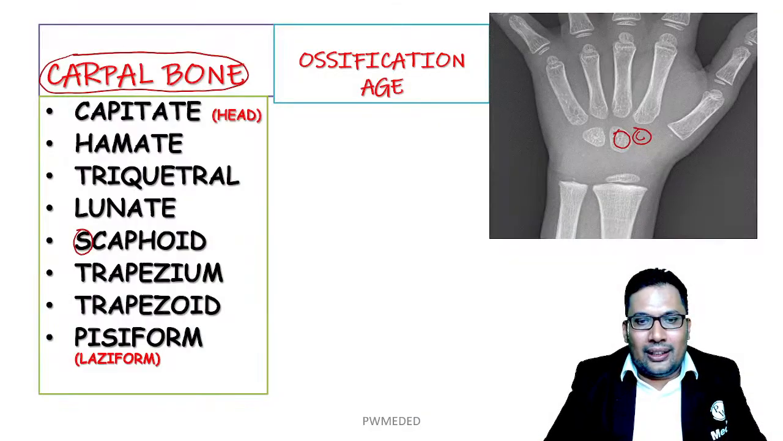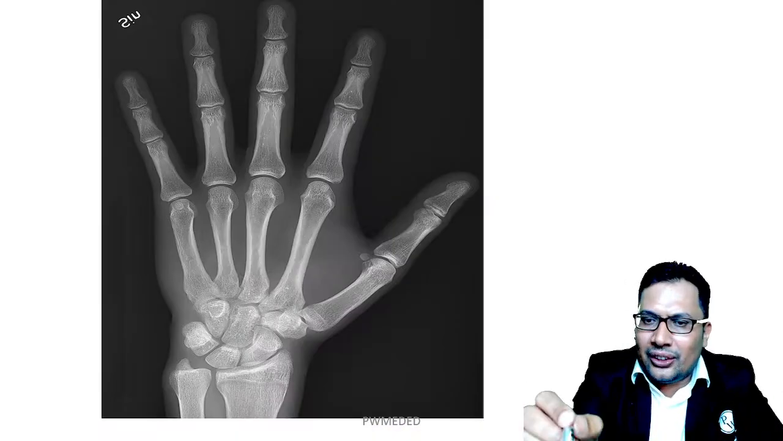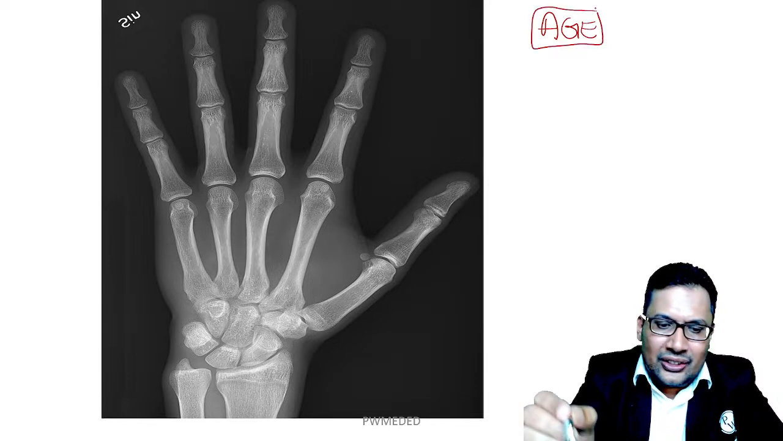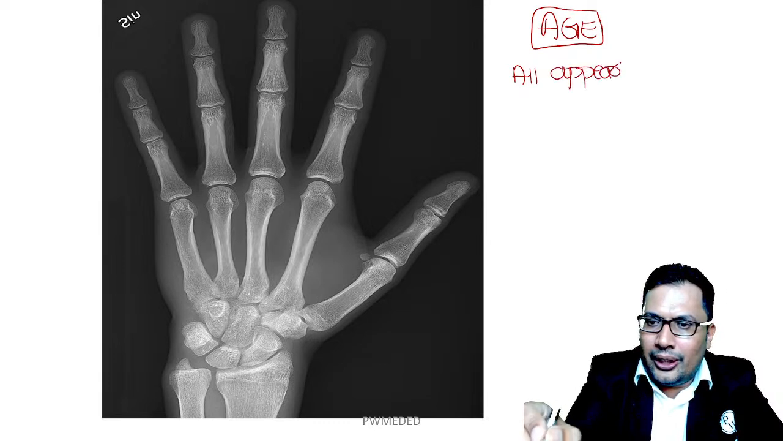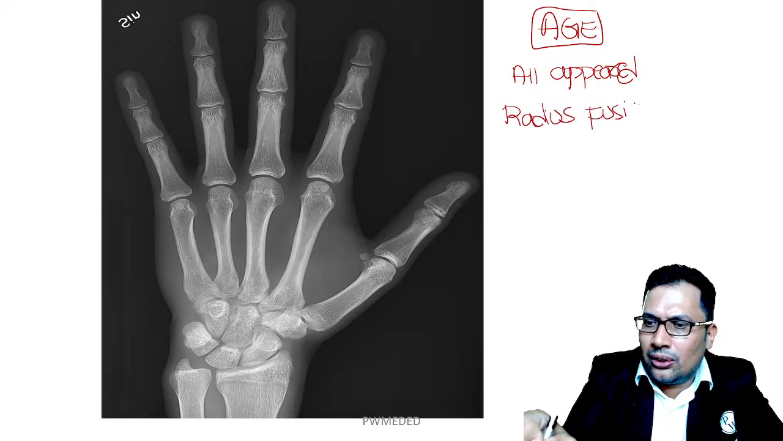Now look at this. Now can you guess what is the age of this person? You can see here all the carpal bones have appeared. All appeared. Radius fusion also.